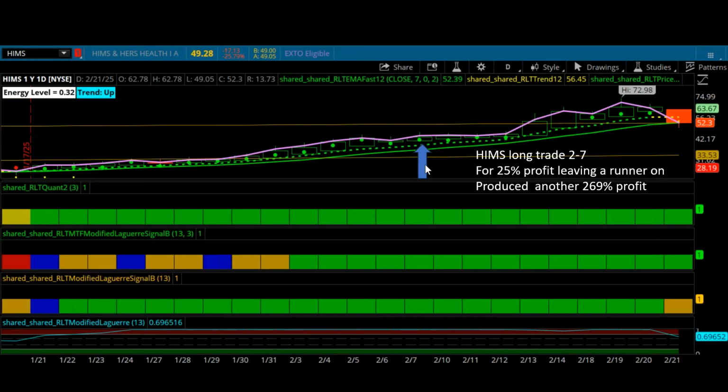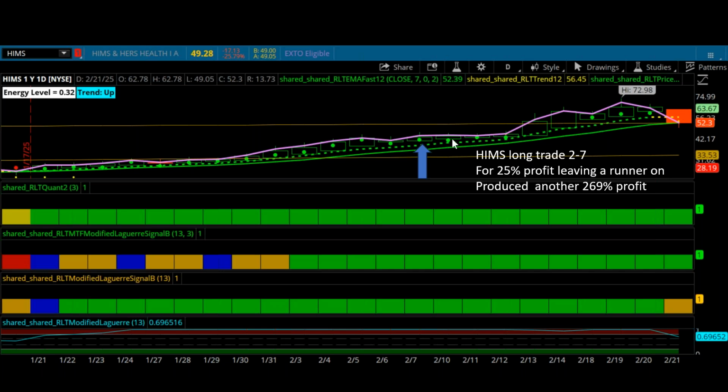Right, this was HIMS. This was a long stock trade we've had fairly recently. We took 25% profit after leaving a runner on. Basically, I marked it in the room as 25% profit, but I left the runner on, and that runner jumped up 269% because it made a huge run. We get in here, and I think we get out right here. We had a decent profit in it, and then it shot up.